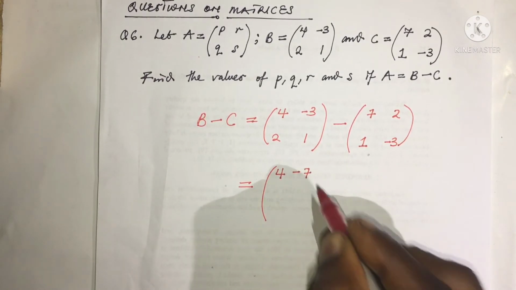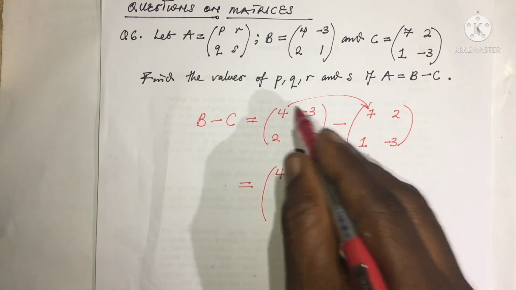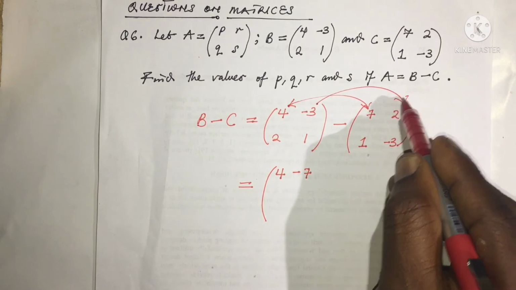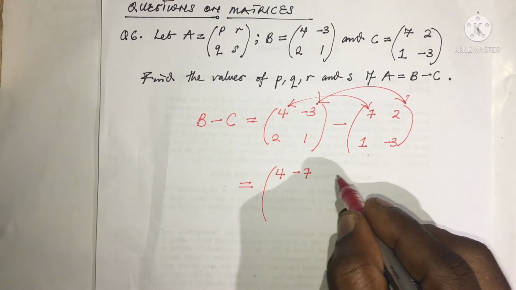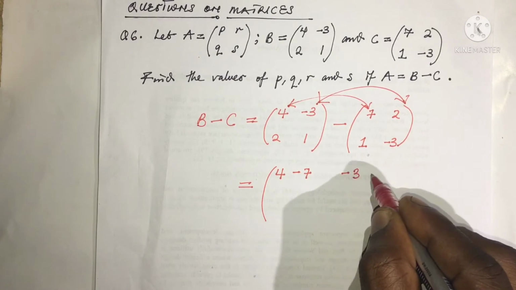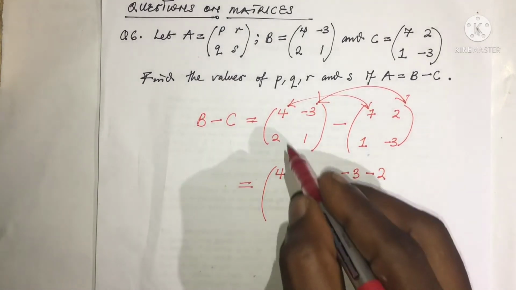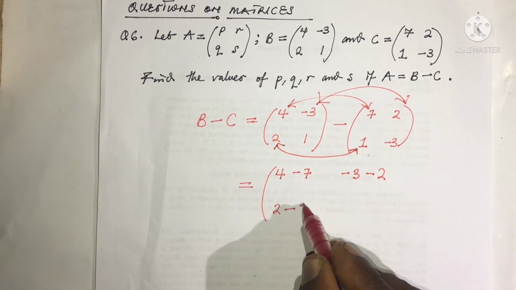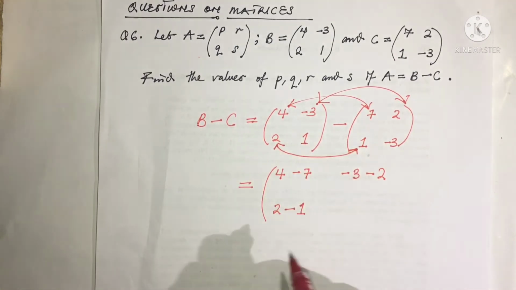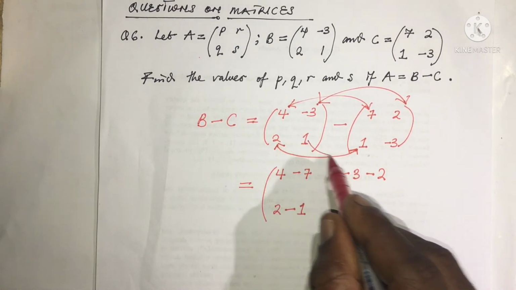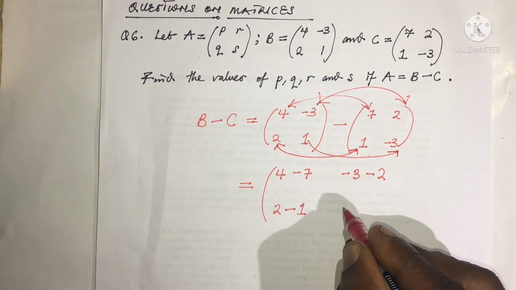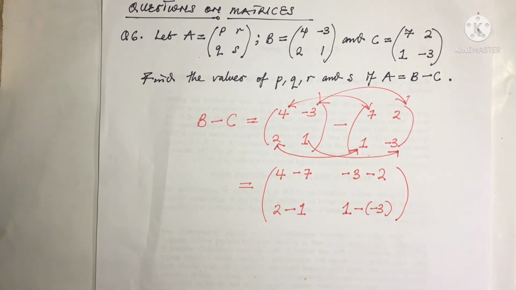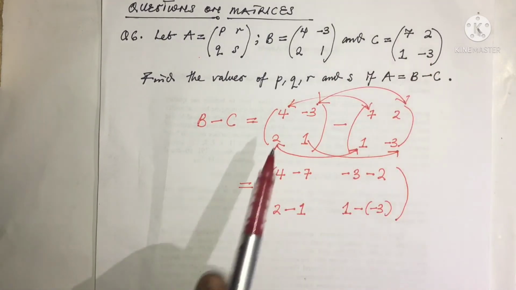4 minus 7, that is this minus this, elements occupying the same position. And the next will be minus 3 minus 2. So I'm going to write here minus 3 minus 2. Then the next will be 2 minus 1. 2 minus 1 is what I'm going to put here. And the next one will now be 1 minus 3. So I'm going to put here 1 minus 3. Okay? So we are subtracting the matrix C from the matrix B.